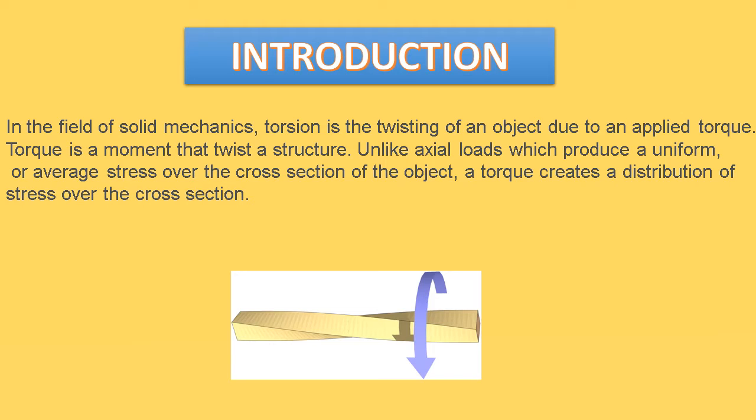Introduction. In the field of solid mechanics, torsion is the twisting of an object due to an applied torque. Torque is a moment that twists a structure. Unlike axial loads, which produce a uniform or average stress over the cross-section of the object, a torque creates a distribution of stress over the cross-section. Stress is expressed in Pascal, a unit of newtons per square meter, or in pounds per square inch, while torque is expressed in newton meter or foot-pound.